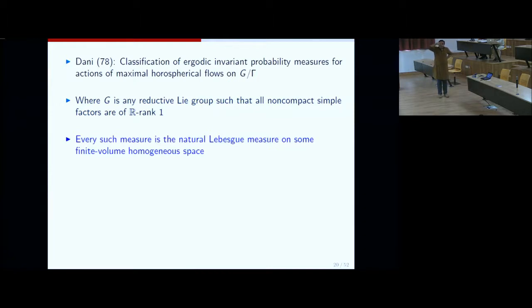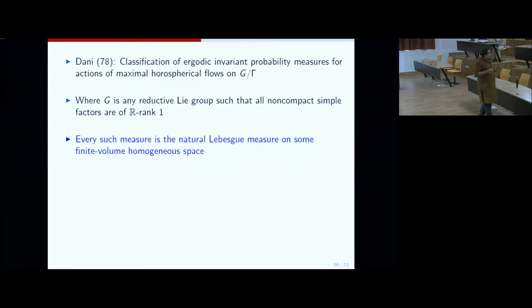So what are the ergodic invariant probability measures? Every such measure is the Lebesgue measure on a finite volume homogeneous space. What does this mean? It means you're starting with the horospherical flow on G mod gamma, and you pick a point. Attached to this point is a closed subgroup of G. This contains the horospherical subgroup. It might be equal to it, but it definitely contains it. And the ergodic invariant measure is the Lebesgue measure on an orbit of this larger group.